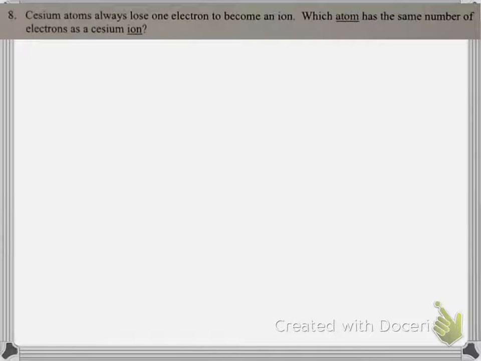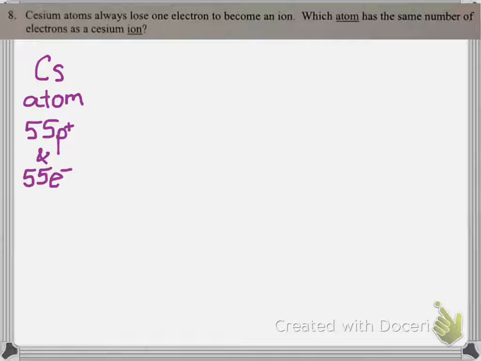Number 8, cesium atoms always lose 1 electron to become an ion. Which atom has the same number of electrons as a cesium ion? So a cesium atom has 55 protons and 55 electrons. That's what makes it neutral, the fact that it has an equal number of protons and electrons.